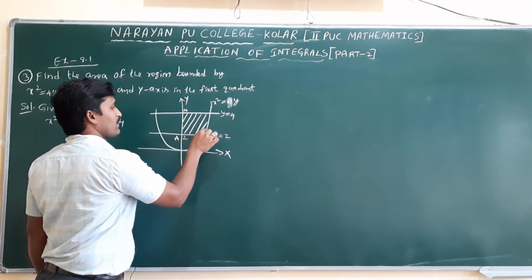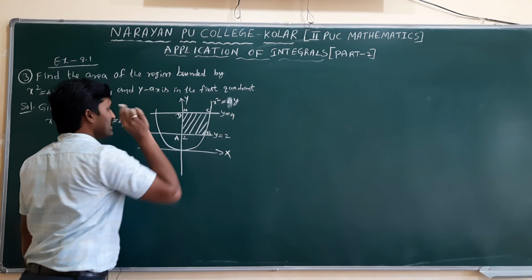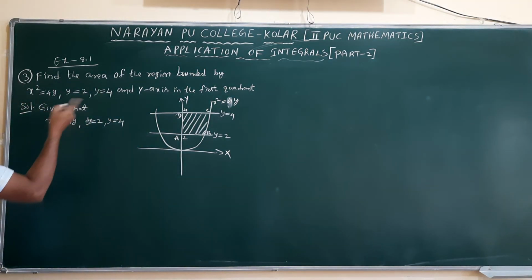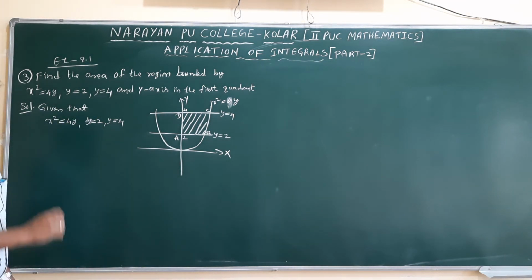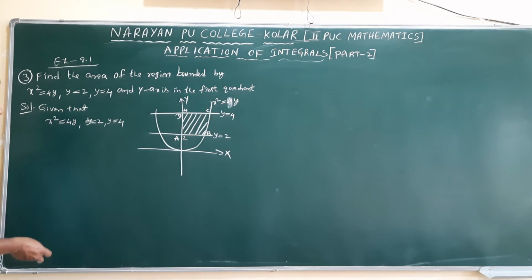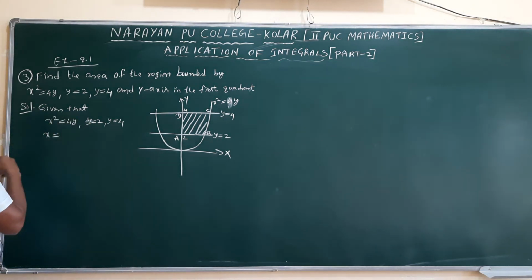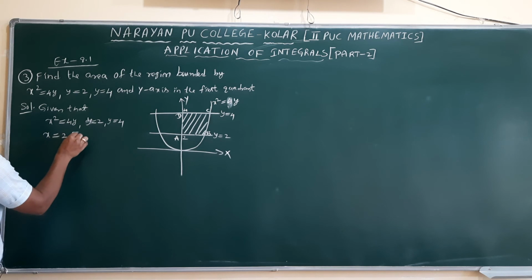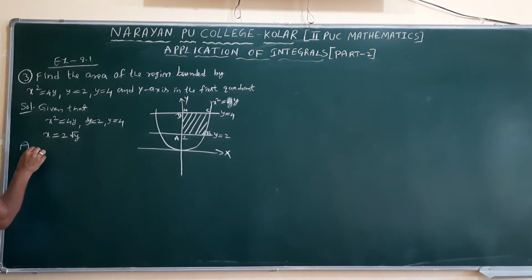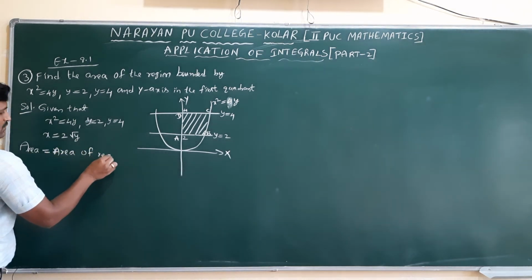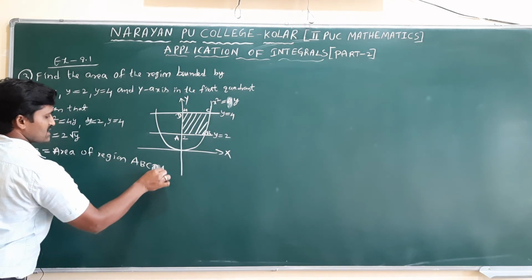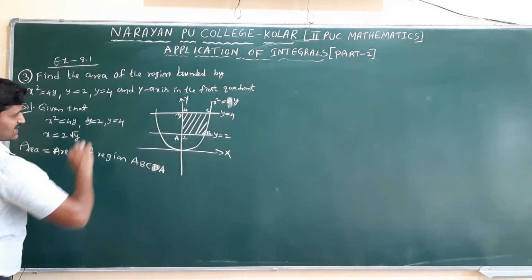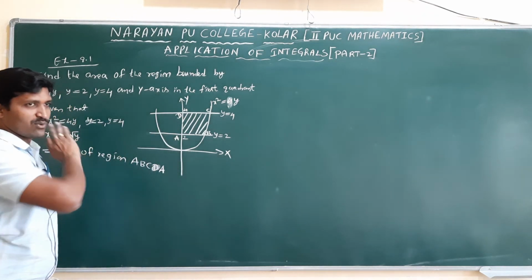These are the limits, a, b, c, d. Since y limits are there, we need to convert x equal to g of y, meaning the x value we need to convert completely in terms of y values. x equal to square root of 4y, which is 2 root y. Required area equal to area of region. Which region do we need? A, B, C, D, A. That region only we need. Don't find this other region. Both are symmetric, but this region is not required in this case.